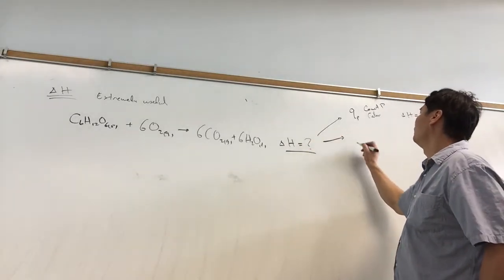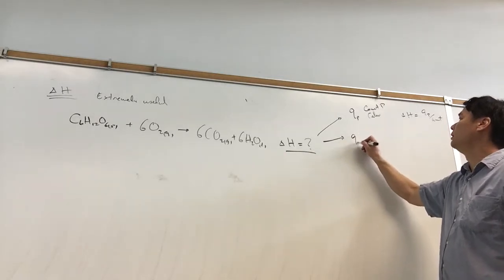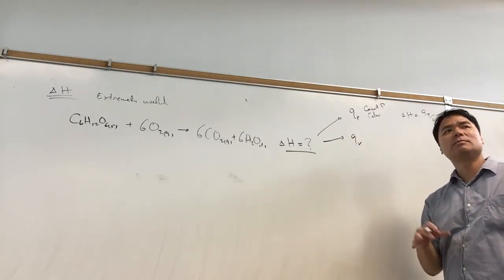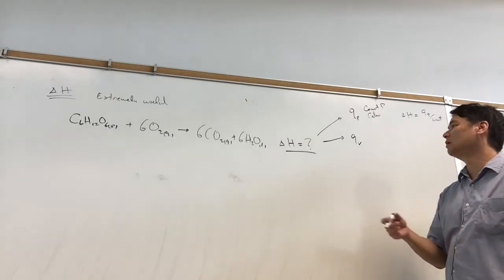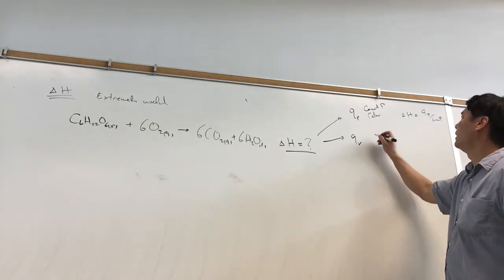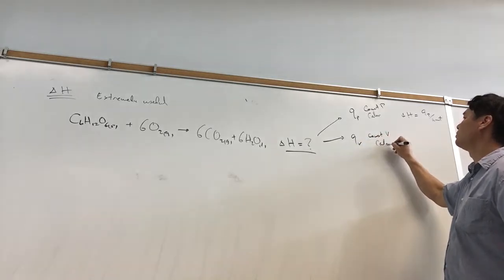So we do calorimetry. Probably much more convenient is we do a QV, because if you burn it in a bomb, it's much easier to contain all the heat. And so we burn it in the bomb, but if we burn it in the bomb, we don't get delta H. What do we get?